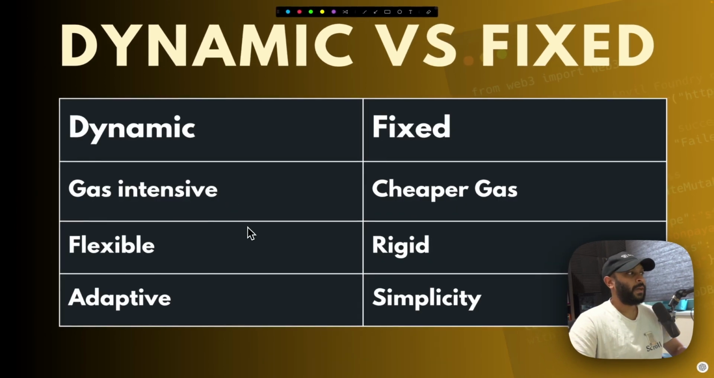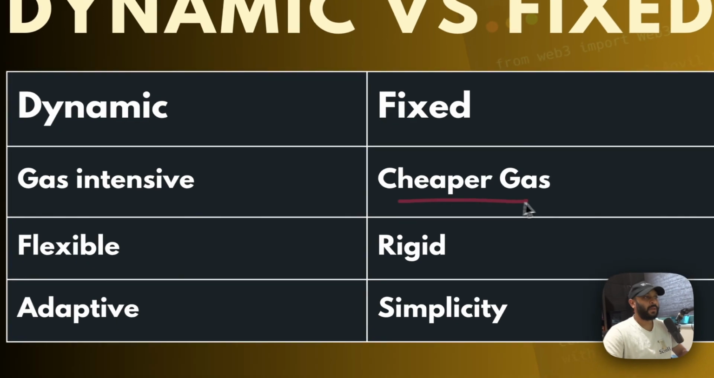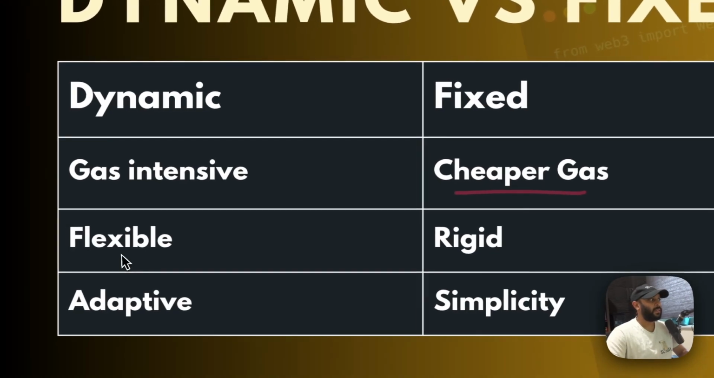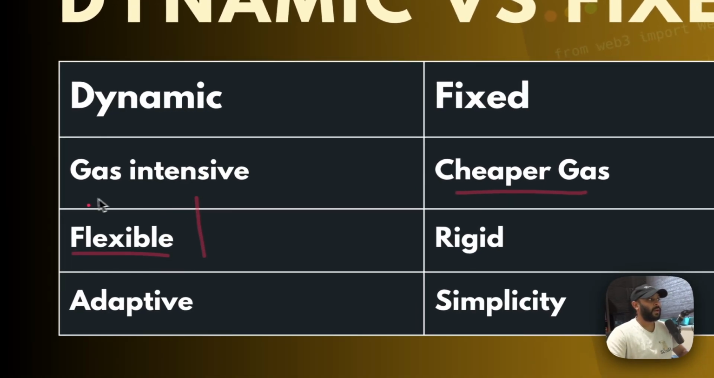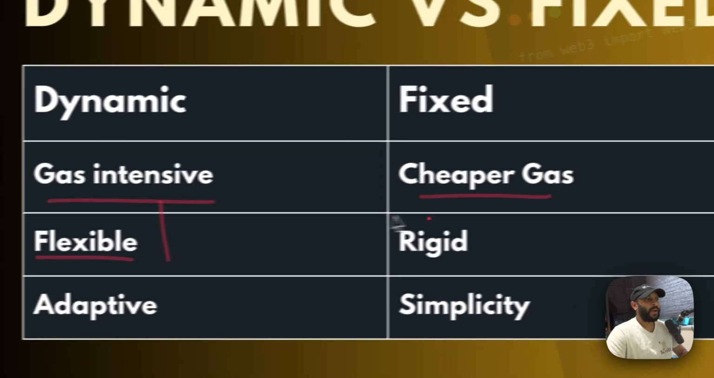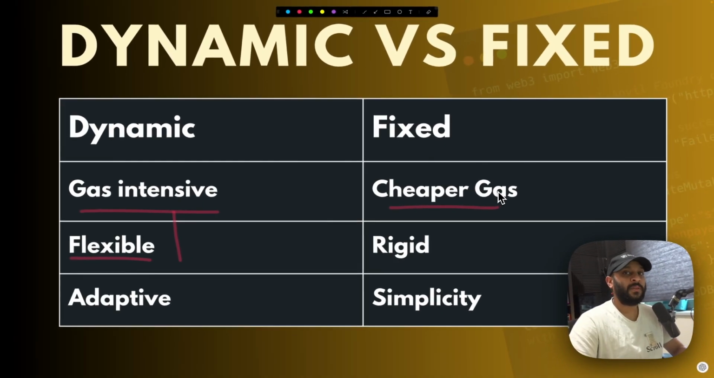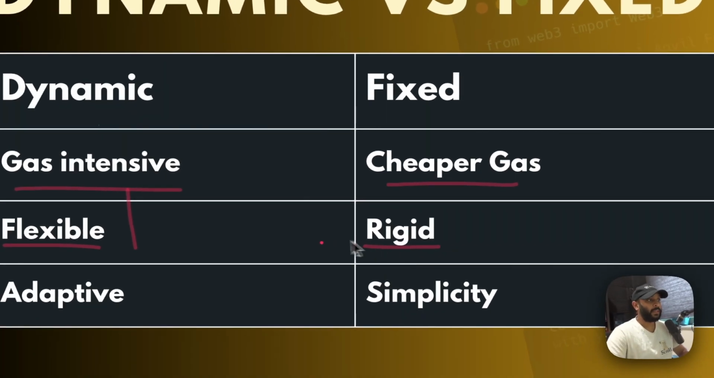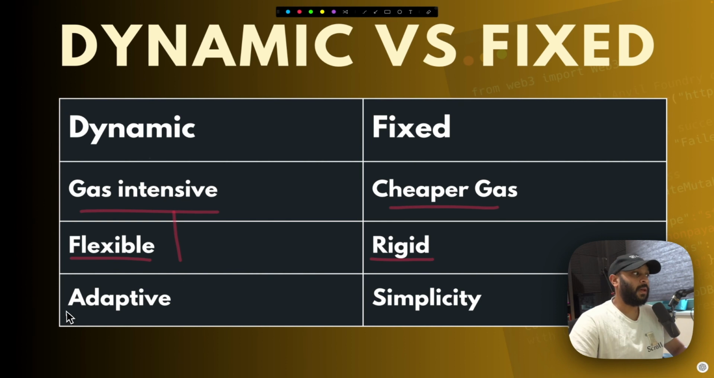This is a basic overview of why you would pick a dynamic versus a fixed array. So a fixed array is cheaper in gas, so the flexibility that you have inside a dynamic array actually costs you more gas, which makes sense because Vyper knows what to deal with in a fixed array, only 5 items in the list, versus with a dynamic one, it doesn't know what data size to deal with, because the size of the dynamic array can change. On the other hand, a fixed array is more rigid as opposed to the dynamic array being flexible. A dynamic array again is more adaptive, but a fixed array is more simple.